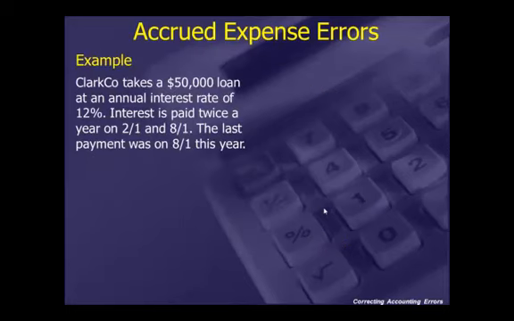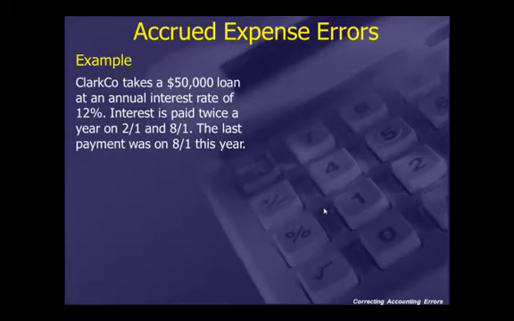Here's an example. We have Clark Co. takes the $50,000 loan at an annual interest rate of 12%. Interest is paid twice a year on February the 1st and August the 1st. The last payment was on August 1st this year. Okay, and we're figuring simple interest.